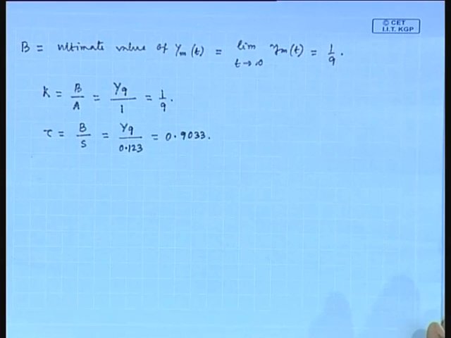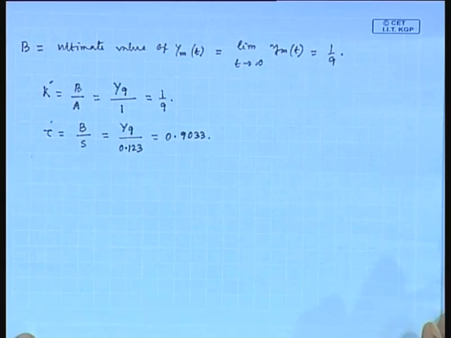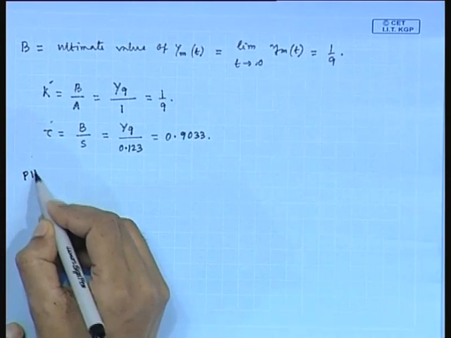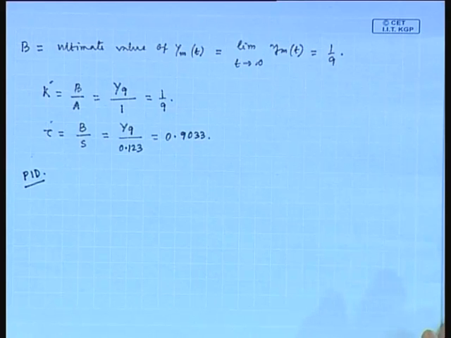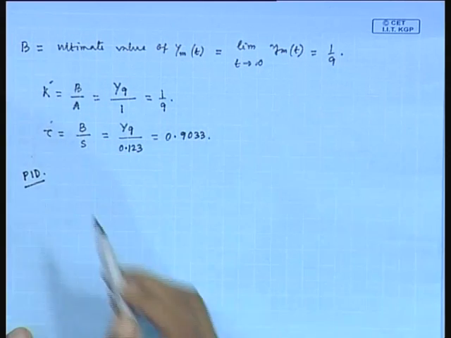In the Cohen-Coon method, basically the response of chemical processes subjected to step input can be approximated by the response of a first order plus dead time system. So, accordingly we have determined the K, tau and Td. Now, what controller have we used? PID controller. They have proposed the expressions for Kc, tau I and tau d as a function of this K, tau and Td.